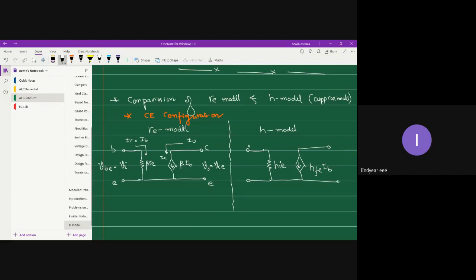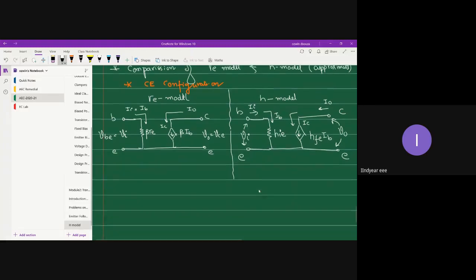Okay, and the input and output port terminology will not change. Base is input, collector is output, and emitter is common. This is your output, and this is your input. Once again, this is your II, and II itself is IB. This is your I naught. This itself is your IC.